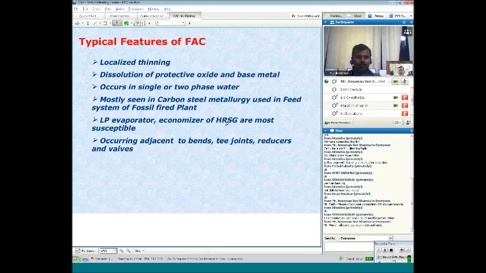In the HRSGs, it was again seen that the LP evaporator and economizer area is quite susceptible. So most of the HRSGs are actually suffering from this particular form of damage mechanism. And it is quite often seen occurring adjacent to the bends, T-joints, reducers, and valves, where there is a chance of increased turbulence in the water. Okay.